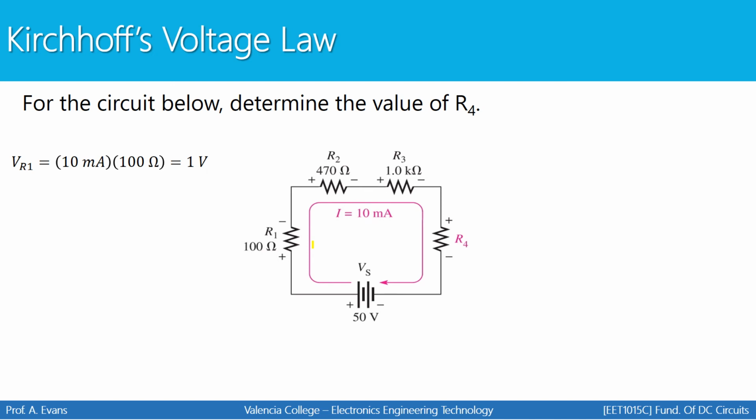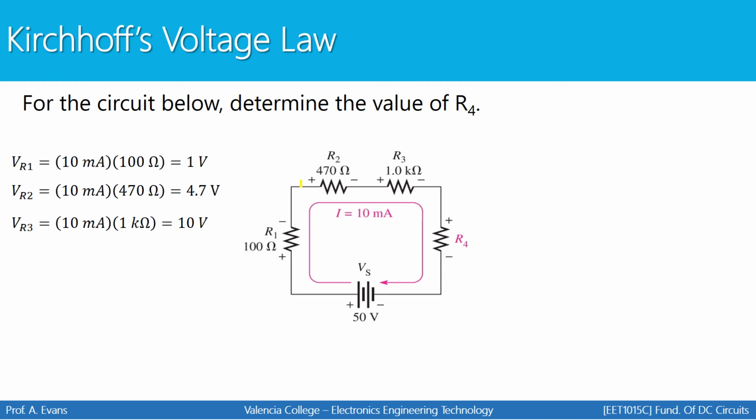To begin, we're going to find the voltage for R1. We can find that by taking the current through R1, which is 10 milliamps, times R1, which is 100 ohms. We know the voltage for R1 is 1 volt. We can repeat this for R2 and R3. So now I know the voltage drops for R1, R2, and R3. And I know that the source voltage, or the voltage that I started out with, was 50 volts.